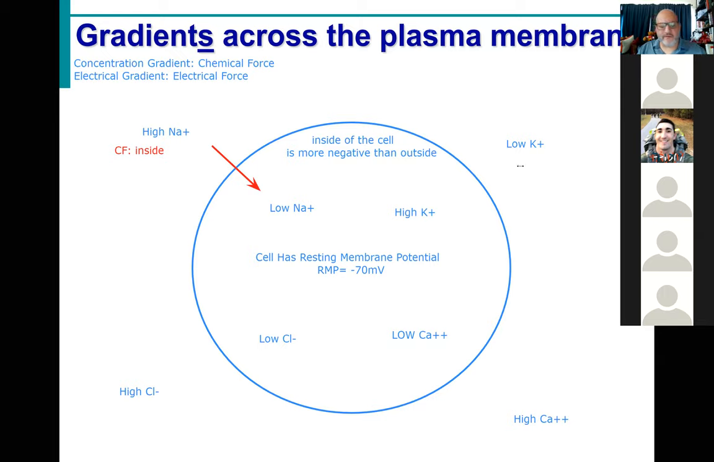What about the chemical force for potassium? Does it want to go in or does it want to go out? Out. Outside, perfect. And let's draw the pretty arrow to remind us of that as well. What about calcium? What's the chemical force on calcium? Wants to go out? Right, there's a high concentration outside. It wants to go in. There you go, inside, perfect. Draw the arrow for that.